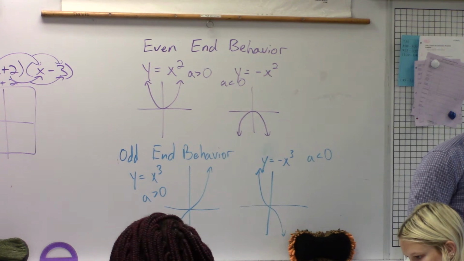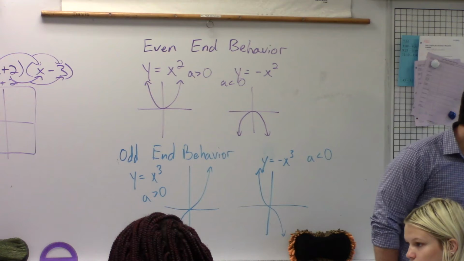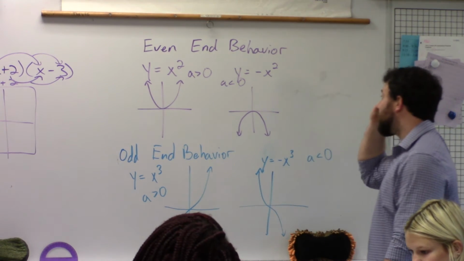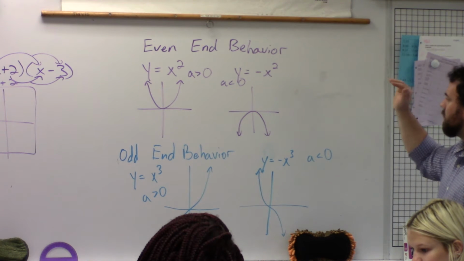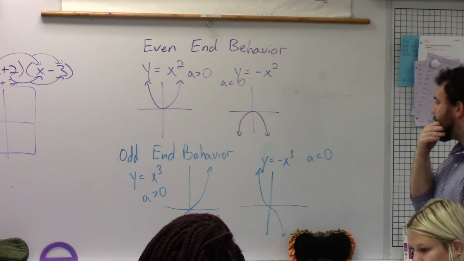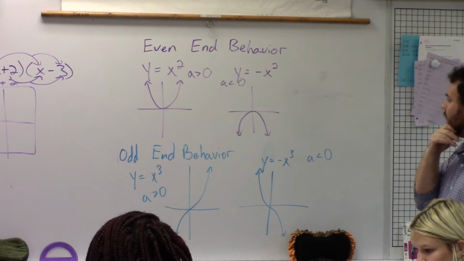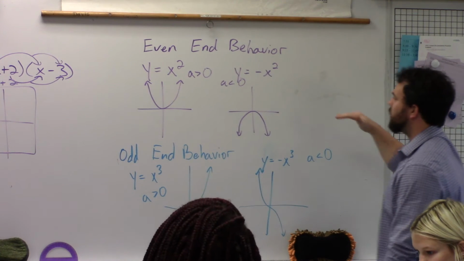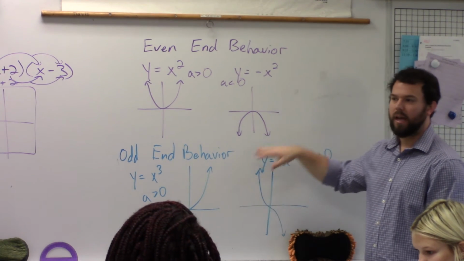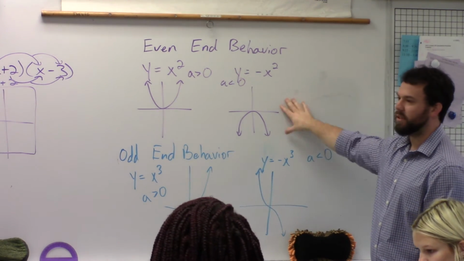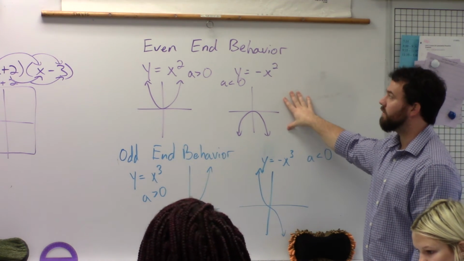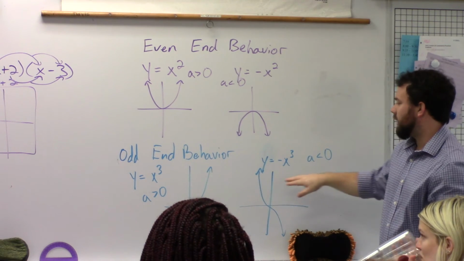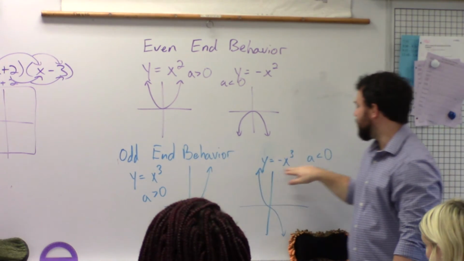Before I officially collect, I do want to point out, there's a couple of things I went ahead and wrote up on the board. I would write these down if I were you, about the even versus odd end behavior. Notice I've only given an example for a quadratic and for a cubic, but every even function will follow this end behavior. Every odd function will follow this end behavior. And notice I'm talking about when the a is positive versus when the a is negative.